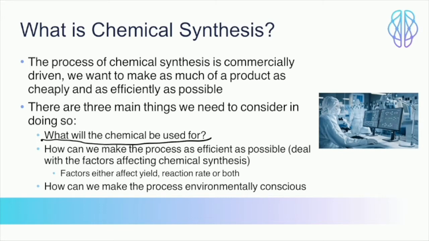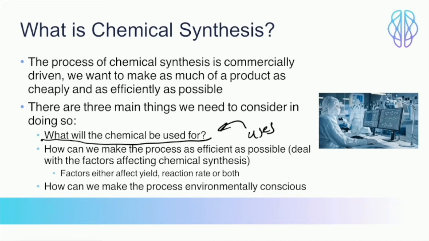So what will the chemical be used for? Or rather, how much demand is there for the actual chemical? And you can answer that part with the uses for it. So if it's used very commonly, such as ammonia in fertilizer, you need fertilizer everywhere. It'll be used often and there's a big demand. So you need to establish that there's a demand for the thing you're trying to make.